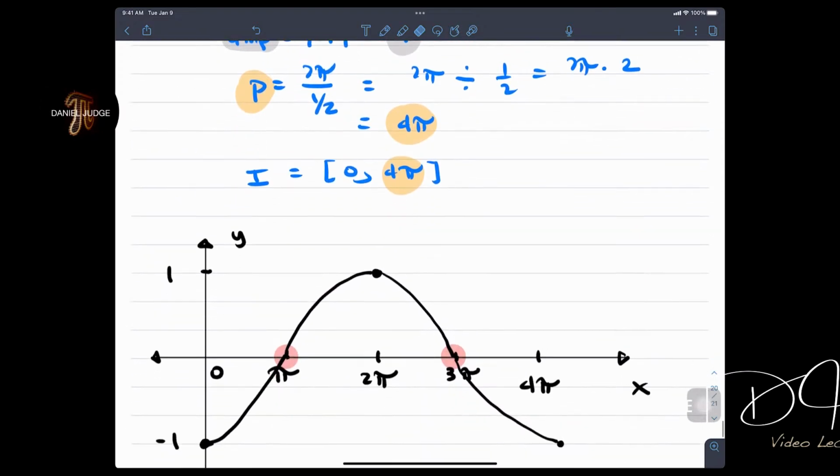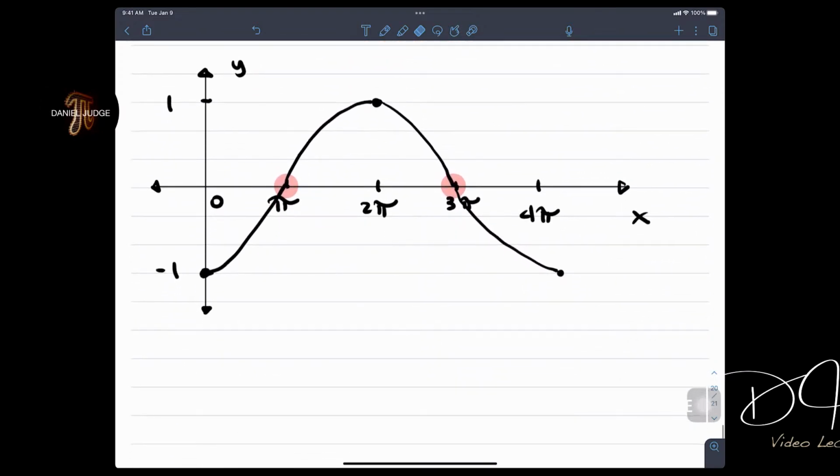There it is, ladies and gentlemen. There's the curve they want you to graph. Now, remember, we need to notate where the x-intercepts are. Happens when x is pi. X is 3 pi.